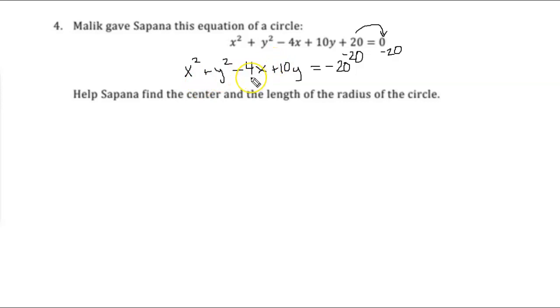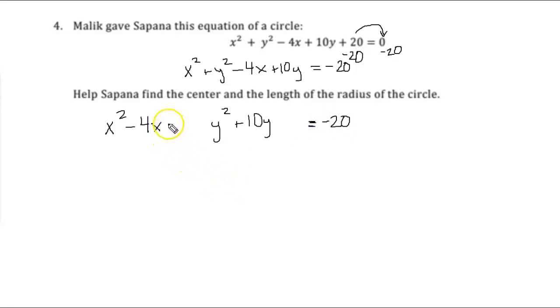Now, I'm not moving anything from a different side of the equation. I'm not changing any signs or anything. I just don't like the way everything is ordered. So I'll put my x's next to each other, and then my y's next to each other, and I've still got it equal to that negative 20 over there.